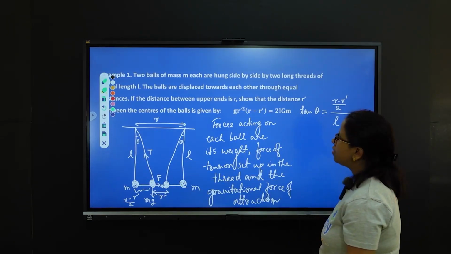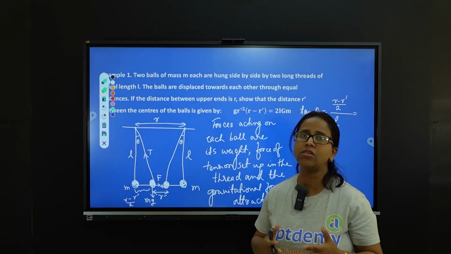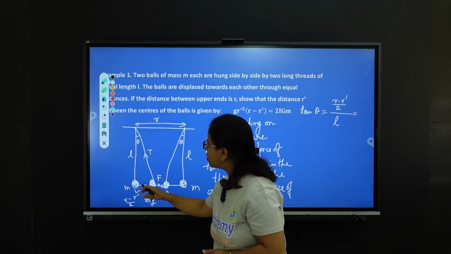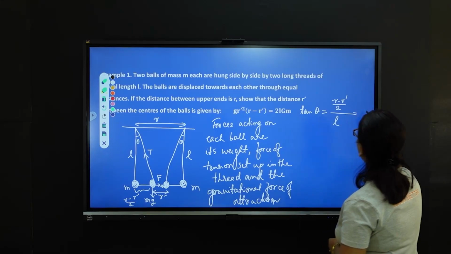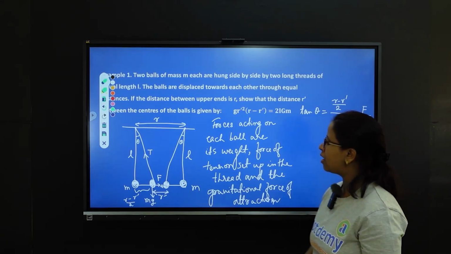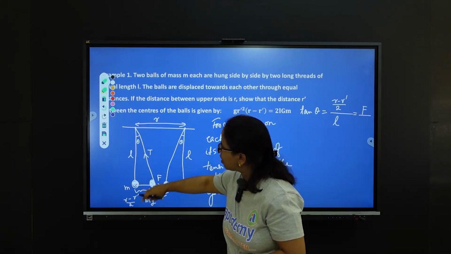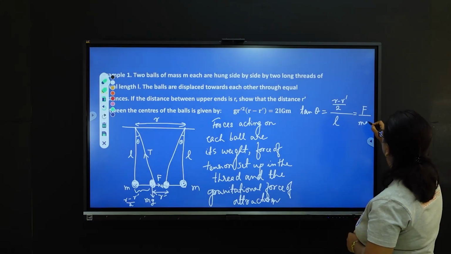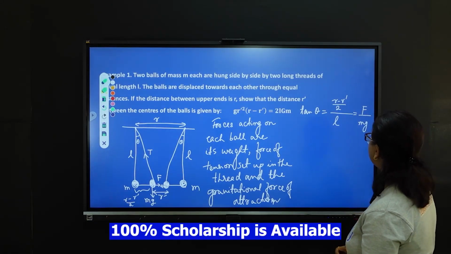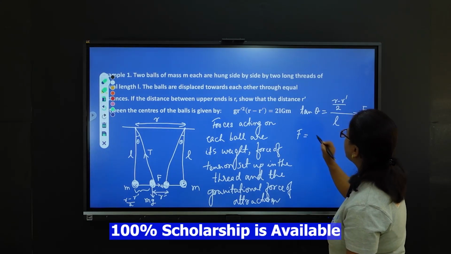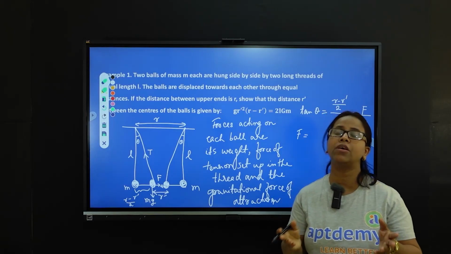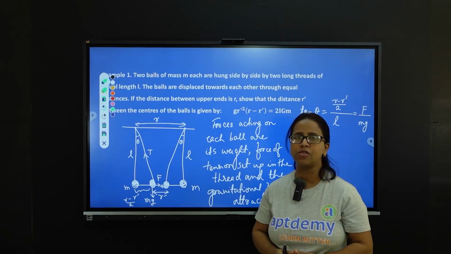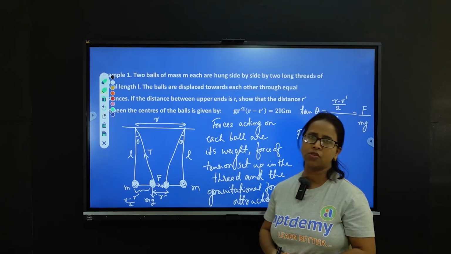Now, we may consider the value of tan theta in terms of the forces. Here the perpendicular part, the force that is active, is the gravitational force F, divided by the force acting along the base, which is the weight mg. Now in this relation we need to write down an expression for F. F is nothing but the gravitational force of attraction between the two balls. So let us apply Newton's universal law of gravitation to write an expression for this force.